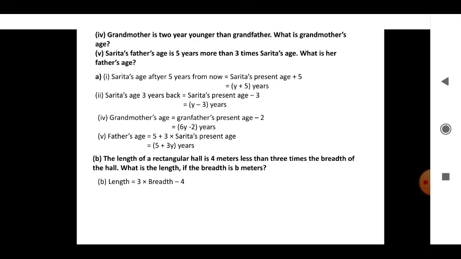The length of a rectangular hall is 4 meters less than 3 times the breadth of the hall. What is the length if the breadth is b meters?